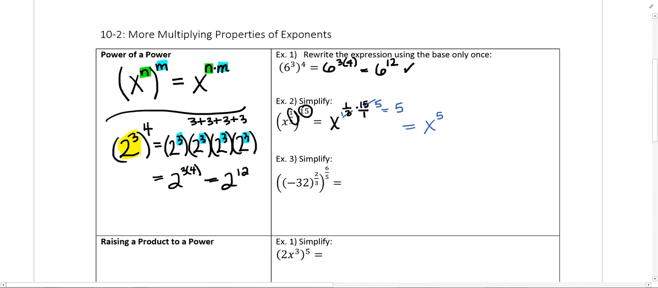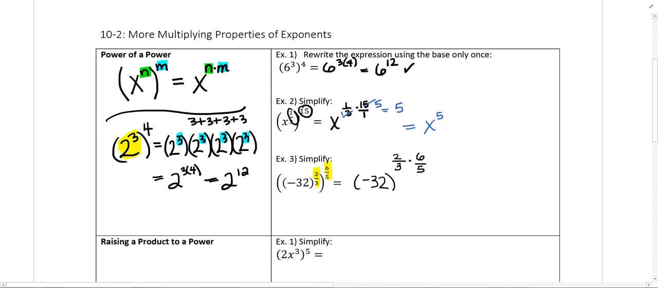All right, with our last one, we have negative 32 to the 2/3 power being taken to the 6/5 power. So we have a power of a power. We are going to take these two fractions and multiply them. The negative 32 isn't going to change right now. So let's write them as a product.